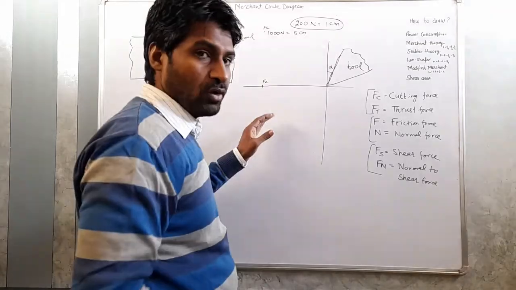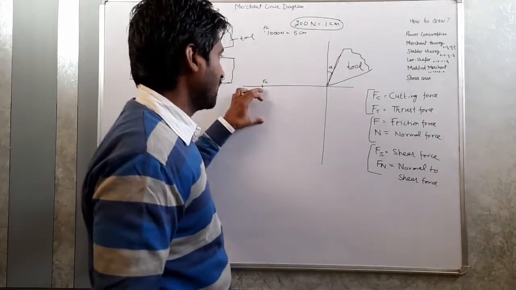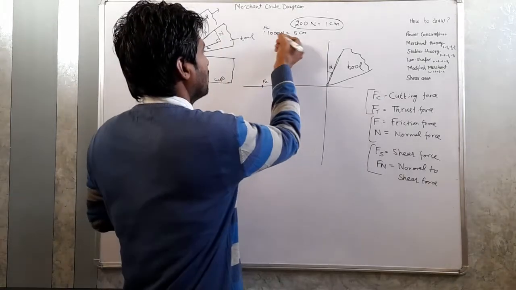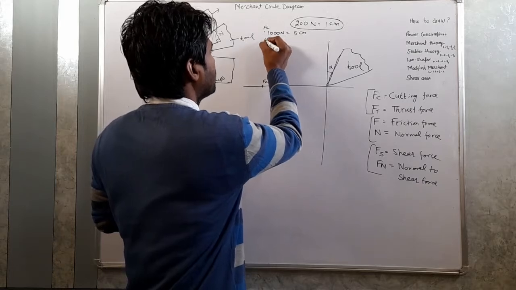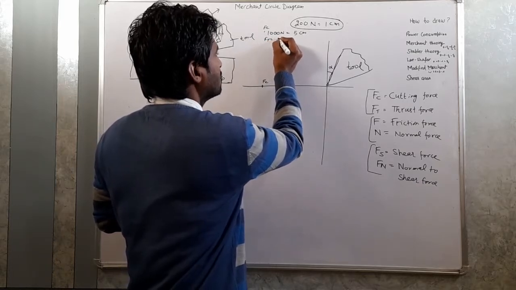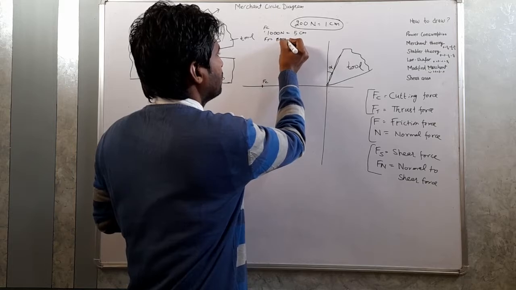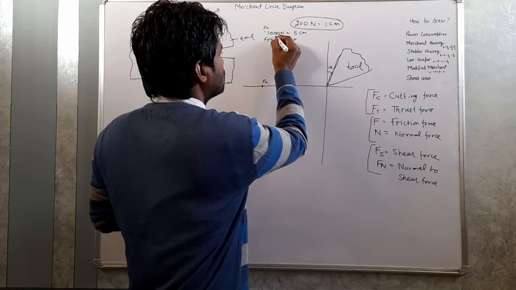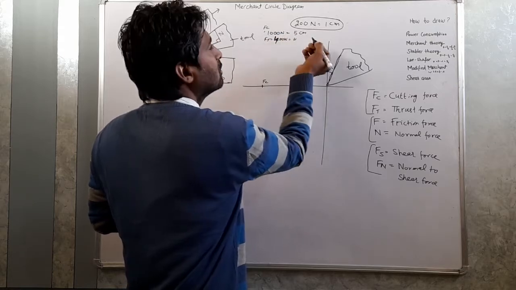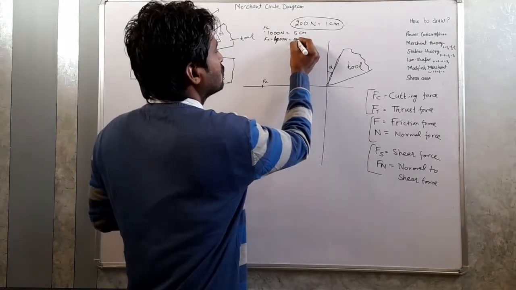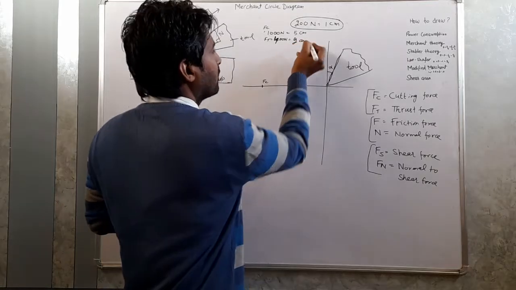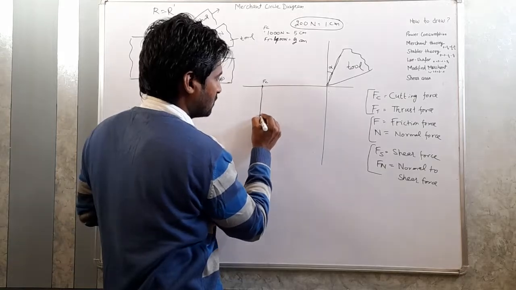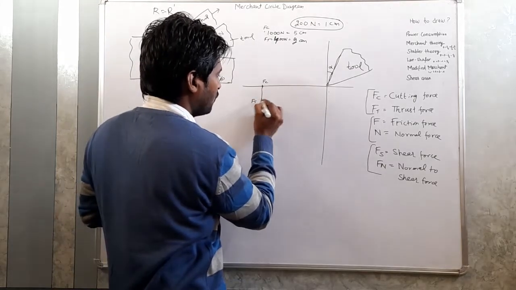Then, as we know, Ft will be at 90 degree of this cutting force. We have calculated the value of Ft, and suppose this is 800 Newton, so this will be equal to 4 centimeter. Or suppose this is 400 Newton, so this will be equal to 2 centimeter. So let's move 2 centimeter in this direction, and this will give the value of Ft.